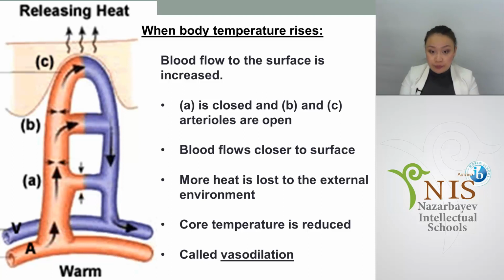When it is warm, when a person is sweating on a hot summer day, blood flow to the surface is increased, and that is why a person starts to sweat. In the picture, A is closed and B and C arterioles are open. Blood flows closer to the surface, more heat is lost to the external environment, and core temperature is reduced. This is called vasodilation.